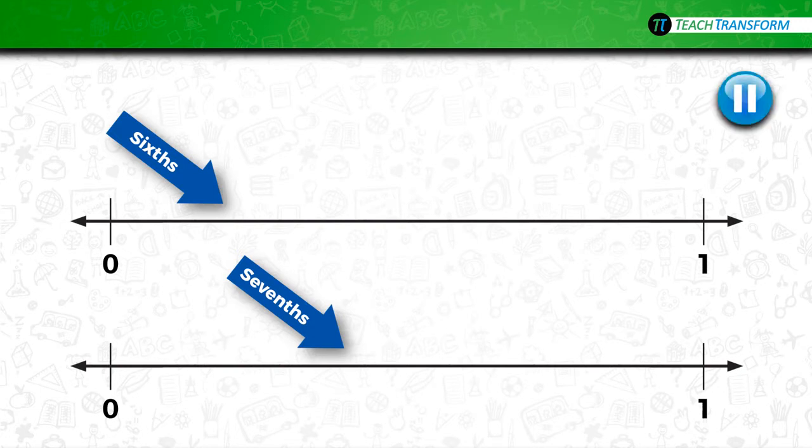Pause the video while you partition the number lines. Be sure to use a pencil so you can erase if you make a mistake. Then start the video again when everyone at your table is finished.